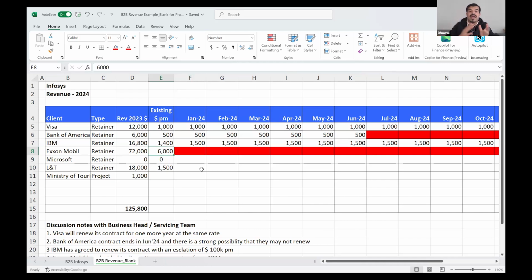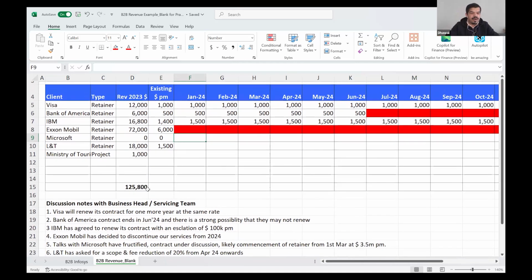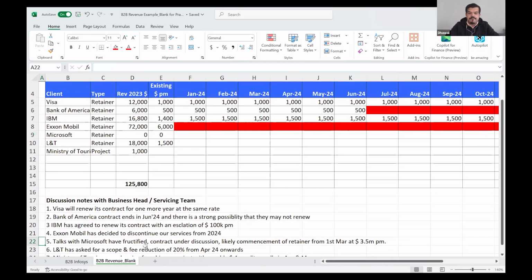B2B services is all client relationship based businesses, right? So we have just lost our largest client. So what do we do about this? We will see. Right now, let's move towards the next point. Talks with Microsoft have fructified. Contract is under discussion. Likely commencement of retainer from 1st of March at $3.5 million.